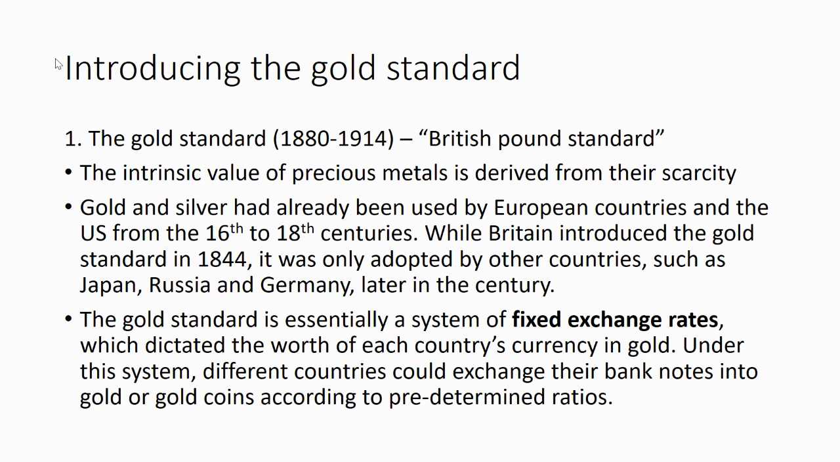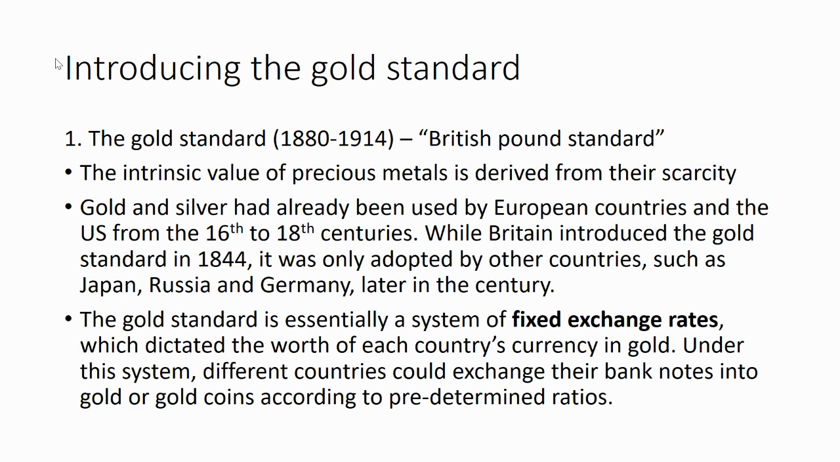So let's talk about the gold standard. As I said just now, even before the gold standard emerged in the late 19th century, gold and silver had been used by various European countries and the US from the 16th to 18th centuries. In fact, Britain used to use the bimetallic standard, meaning gold and silver. Essentially, gold and silver had a fixed exchange rate between them. A certain amount of gold could be exchanged for a certain amount of silver, and both of these metals were used as currencies in the British economy. So this was termed the bimetallic standard.